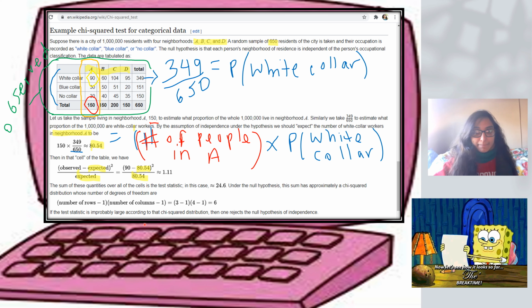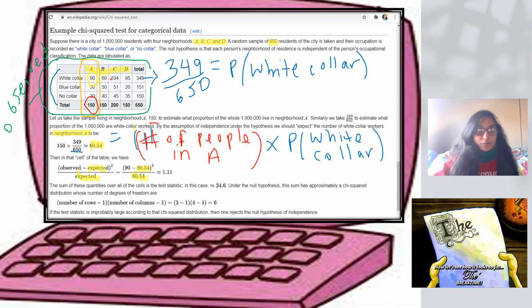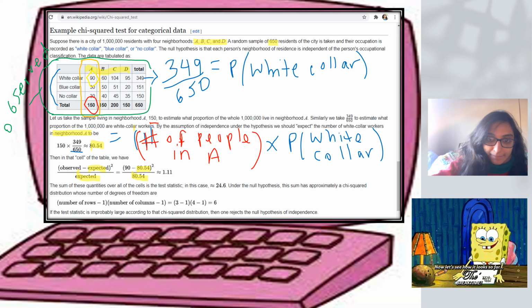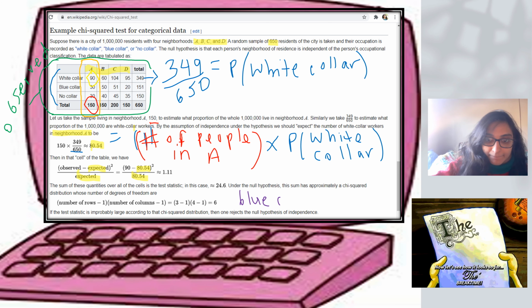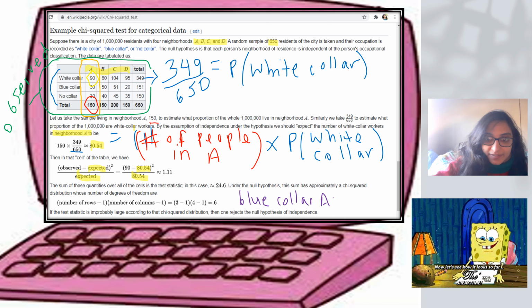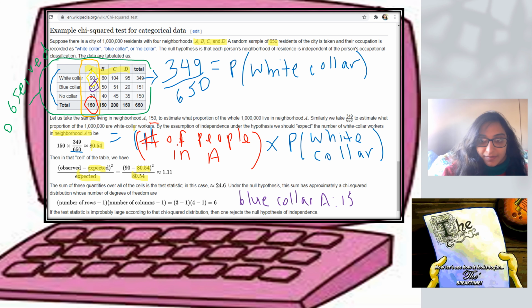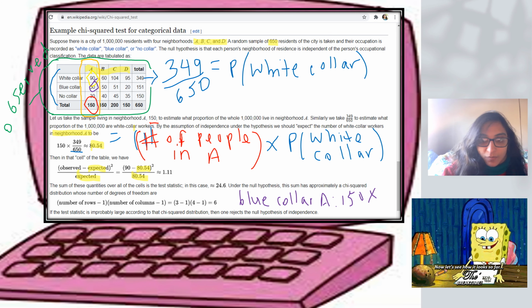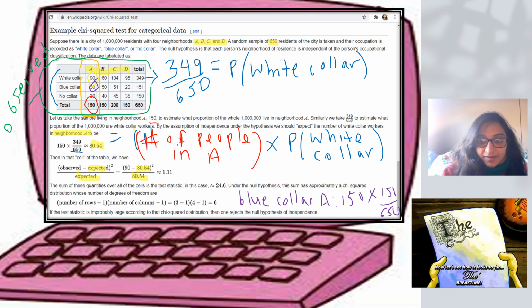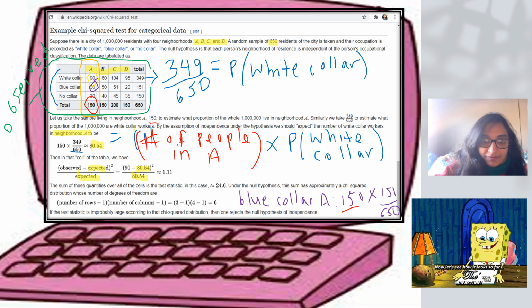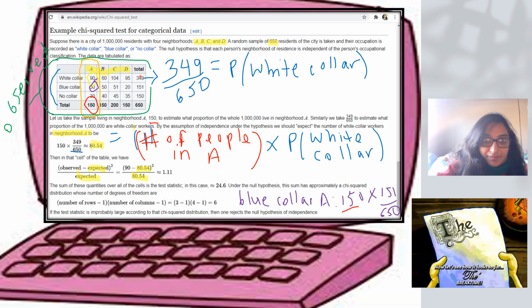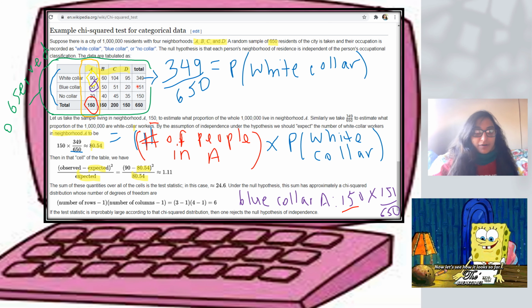If we were looking at the number of blue collar workers in A, instead of it being 30, blue collar in A would be 150 times 151 over 650, where this 150 is coming from the number of people in A, and then this 151 over 650 is coming from here, the total number of blue collar workers.